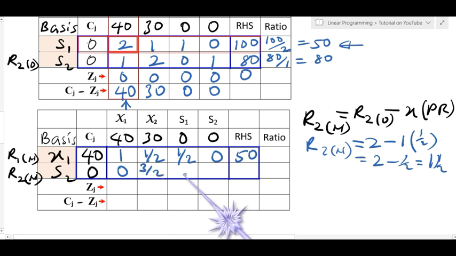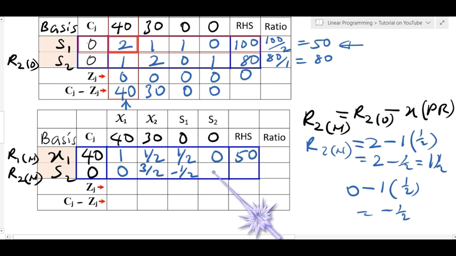The next one, R2 here, is equal to R2 old, which is 0, 0, minus the factor here, which is our x, the value here, that's 1, into the value here, which is our pivot row element, half. You have 1 over 2. That will be equal to minus 1 over 2. So let's fill here: minus 1 over 2.